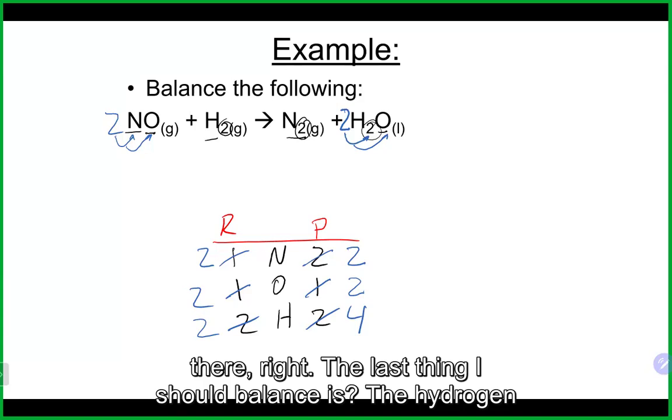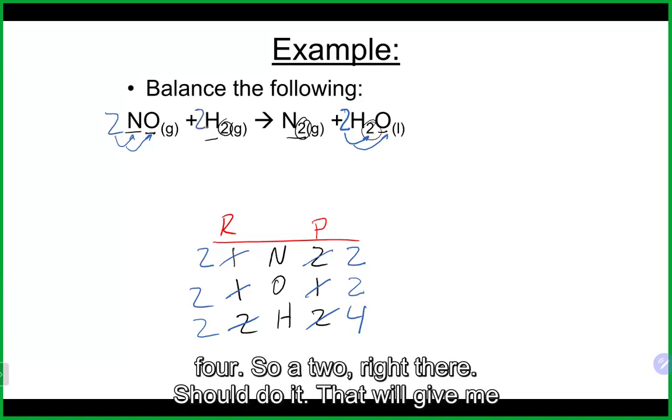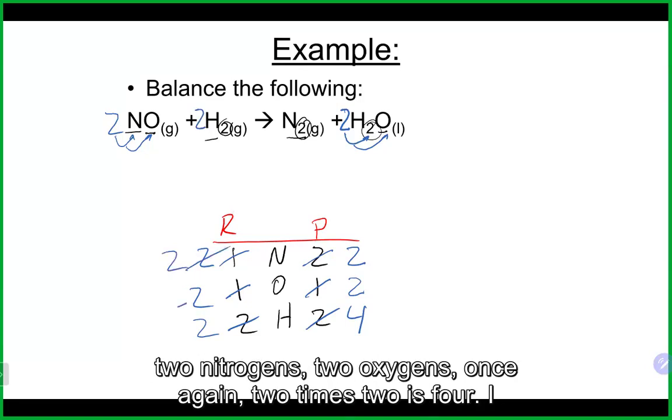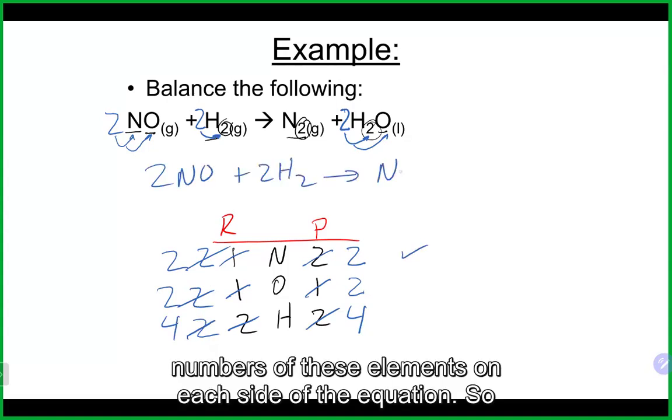The last thing I should balance is the hydrogen that's on the left, right? So in this case, I need to get it to 4, so a 2 right there should do it. That will give me 2 nitrogens, 2 oxygens. Once again, 2 times 2 is 4. I am now balanced with my equation. I have the exact same numbers of these elements on each side of the equation.